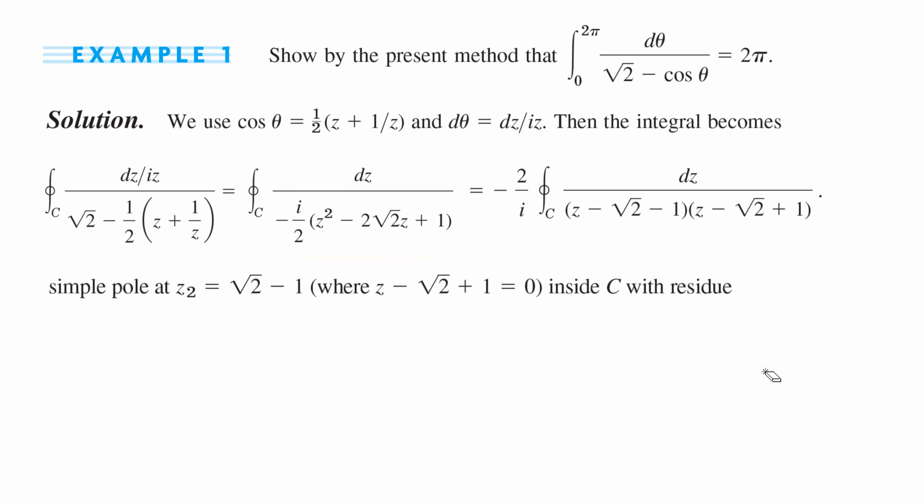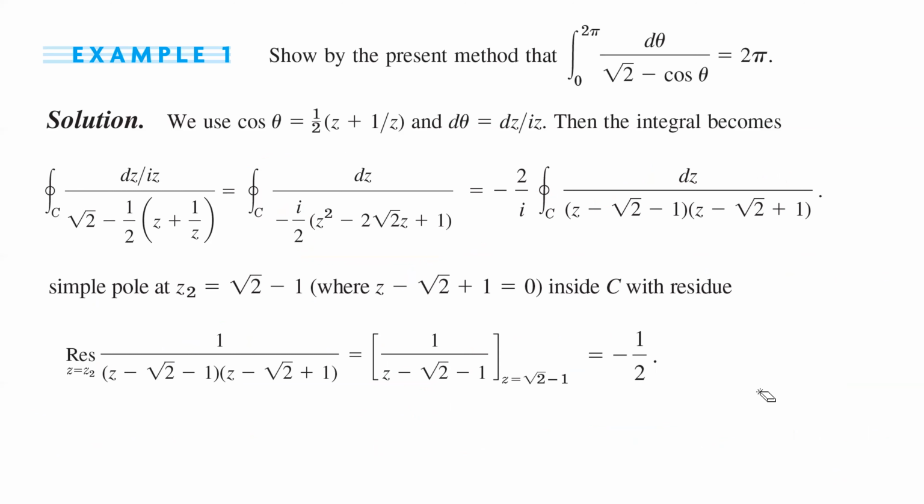All right, so this is the thing. Simple pole at z equals square root of 2 minus 1, which is inside C, with residue given by -1/2. So the answer is 2 pi i times -2 over i. This factor is brought up and flipped over, right? So we have -2 over i times -1/2, and -1/2 and -2 cancel. i with i cancels, you get 2 pi, right? All right, so this is the way the book did it.